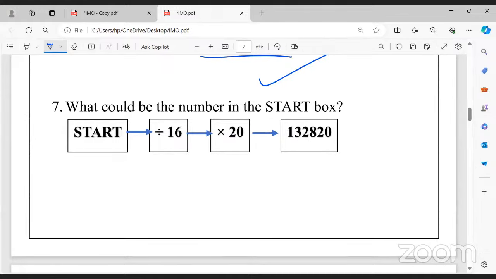What would be the number in the start box? You have to find the value of this number, which when divided by 16 will give you a number, and when that is divided by 60 will give you a number, and that number gets multiplied by 20 to give you this number, 1,32,300. Do you know the trick to solve this? Anyone?